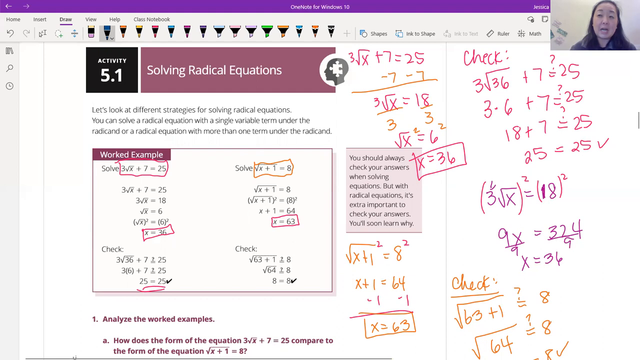So 3 squared is 9. So this would actually be 9x. Remember the square root and the square cancel out. And equal to 18 squared, which is 324. And then you divide both sides by 9 and you get x equal to 36. If you notice, it's the same answer, right? So technically you could do it up here.